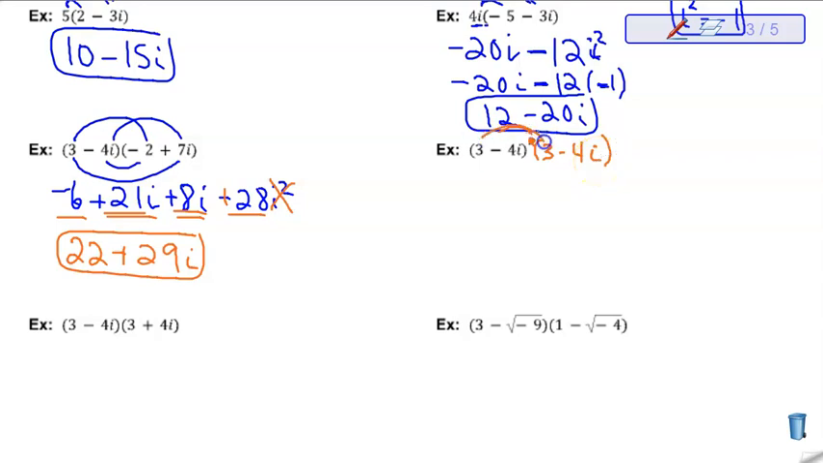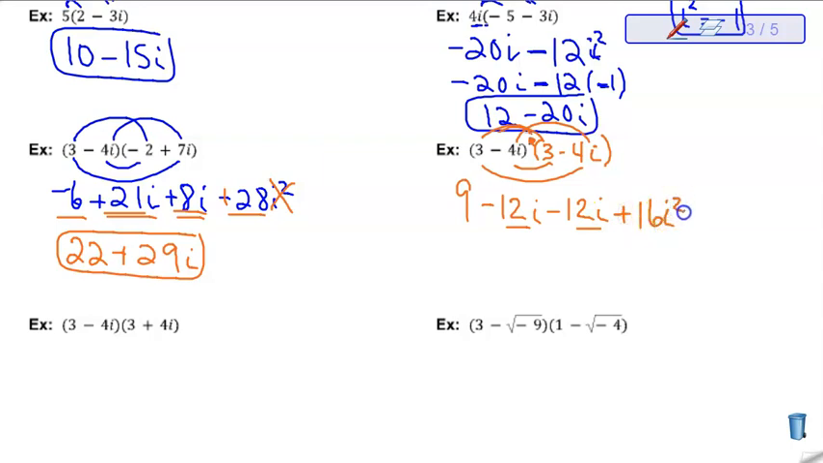So I'm going to go 3 times 3, which is 9. Outside gives me a negative 12i. Inside also gives me a negative 12i, and that's what you should get when you're squaring something. These inner pieces should be the same. And then the outside there, negative times negative is a positive. 4 and 4 is 16.